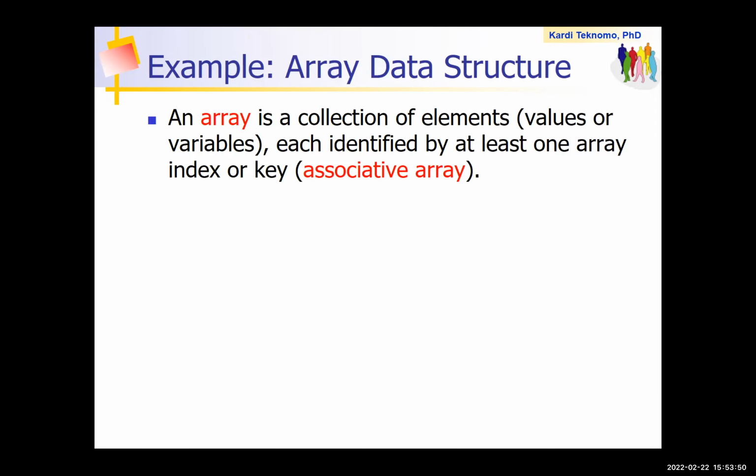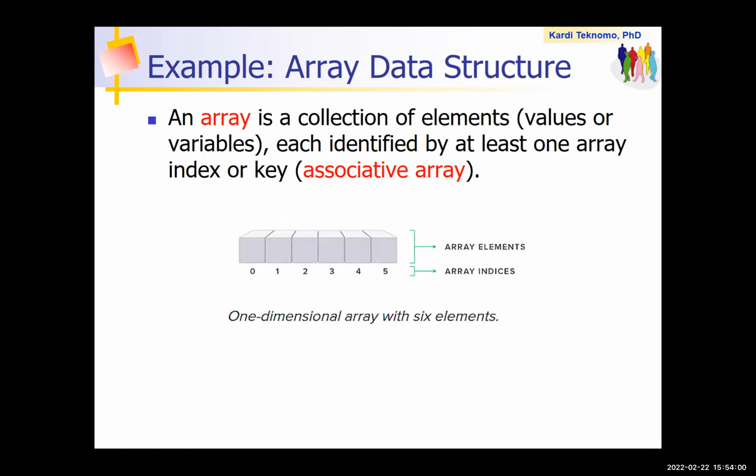One is the array. You already saw the list a while ago. An array is a collection of elements identified by at least one array index. An array in Python is something like this. It will have 0, 1, 2, 3. These are the storage blocks. Each block represents one number or one text. And there's a key, right? The key is an index. Usually the index starts with 0. So 0, 1, 2, 3.